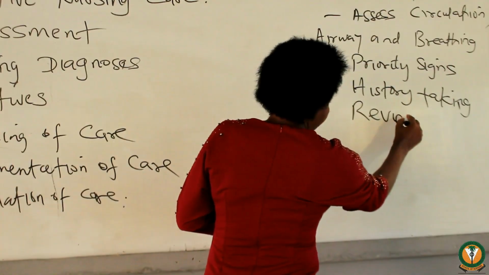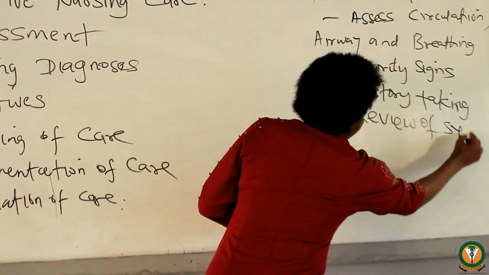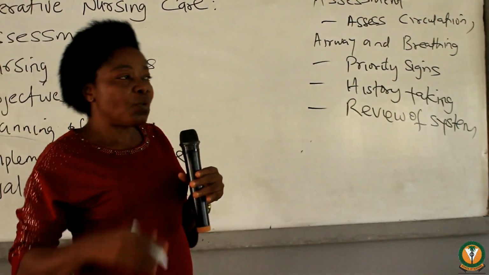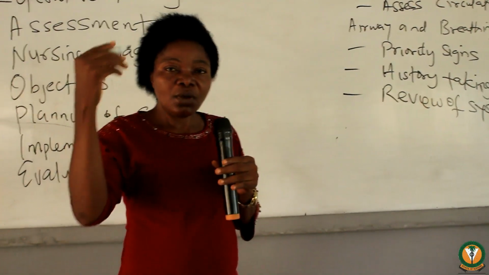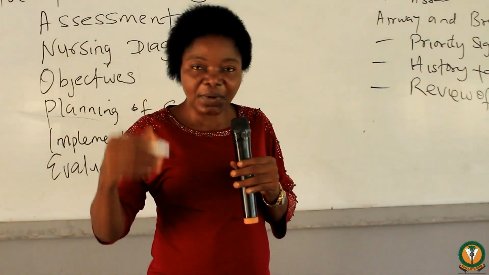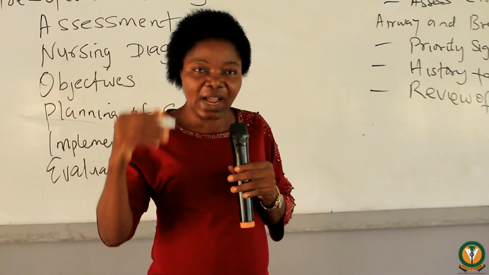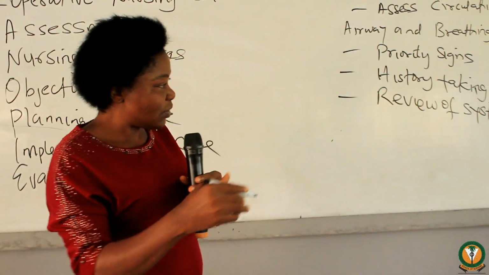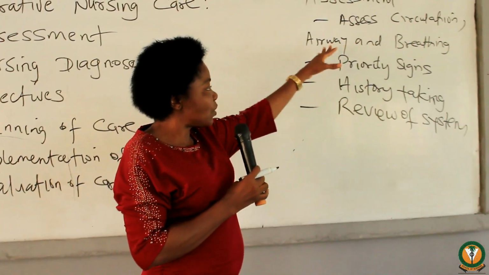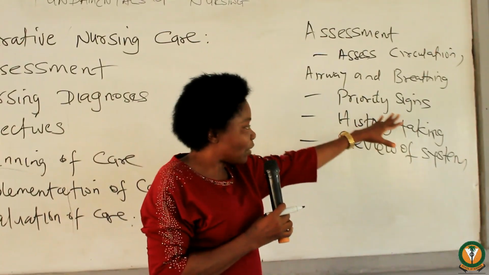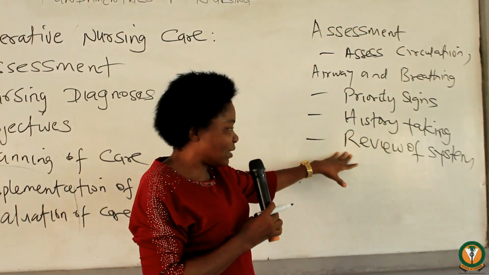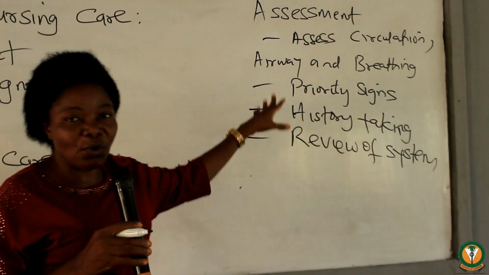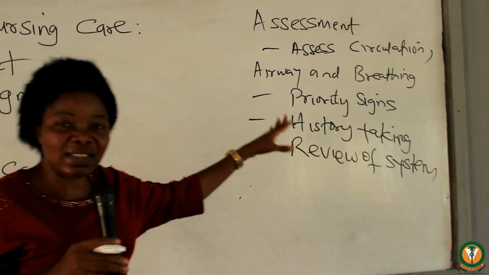Review of system. Start with the sensory system, musculoskeletal, urinary system, respiratory, and down. If there is any system the patient is having problems with, you have to assess it and know. All these assessments of circulation, airway and breathing, assessment of priority signs, history taking, and review of system are the areas where you will get your pertinent data. If you don't do this very well, you will not have pertinent data to form a nursing diagnosis.